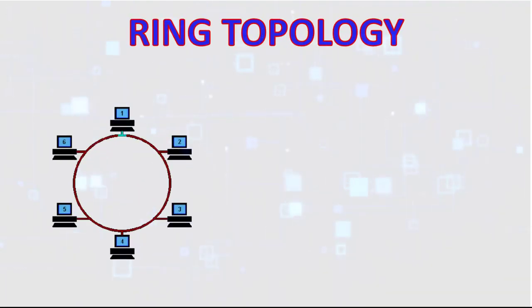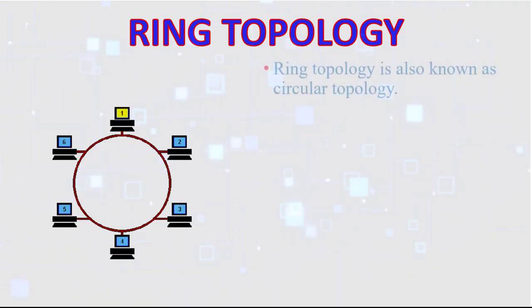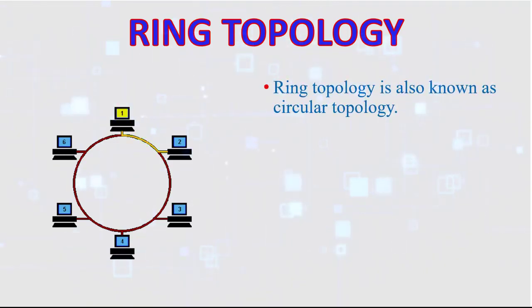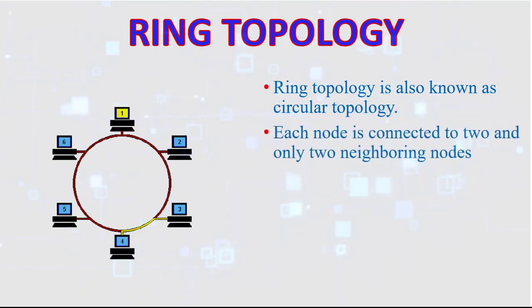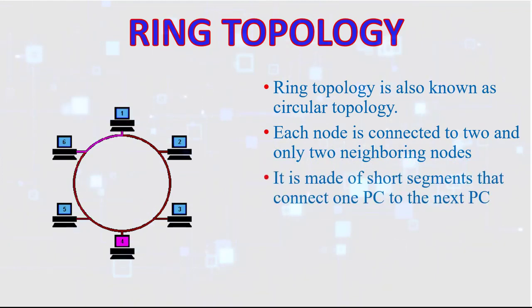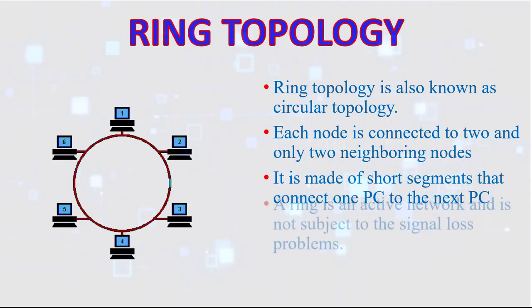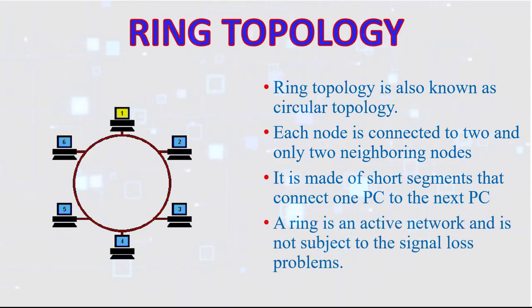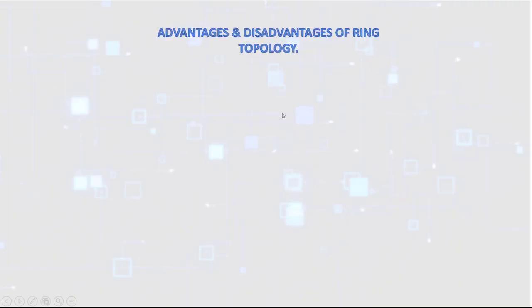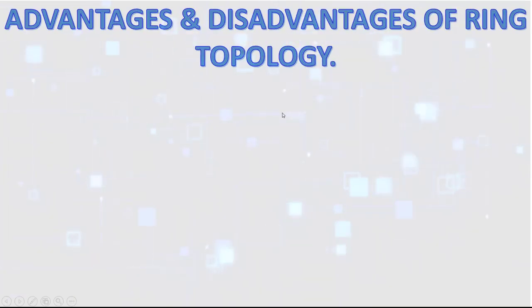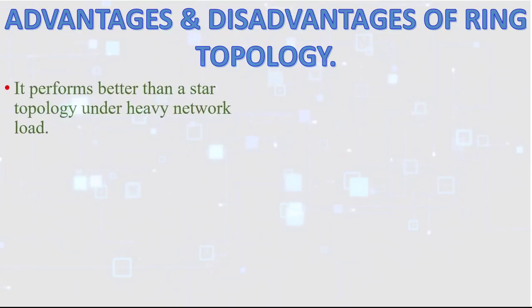In ring topology, it forms a ring connecting a device with exactly two neighboring devices. It is made of short segments that connect one PC to the next PC. All messages travel through a ring in the same direction, either clockwise or counterclockwise. A ring is an active network, and is not subject to the signal loss problem. The possibility of collision is minimum in this type of topology, hence it performs better than a star topology.